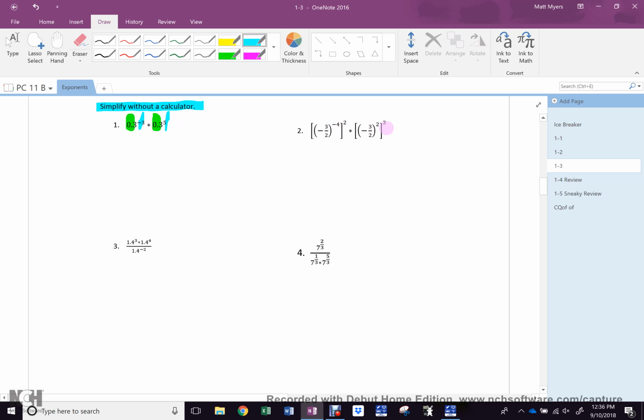Look at this one. It looks scary. But if I wrote this, x to the negative 4 squared, what would that give me? What would I do with those two exponents? Multiply them. So it would be x to the negative 8, wouldn't it? But it's not an x, it's negative 3/2. So you know what to do, right?